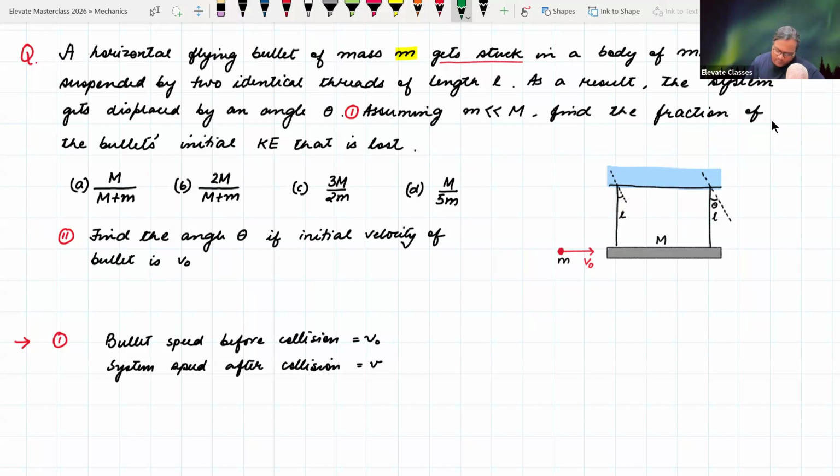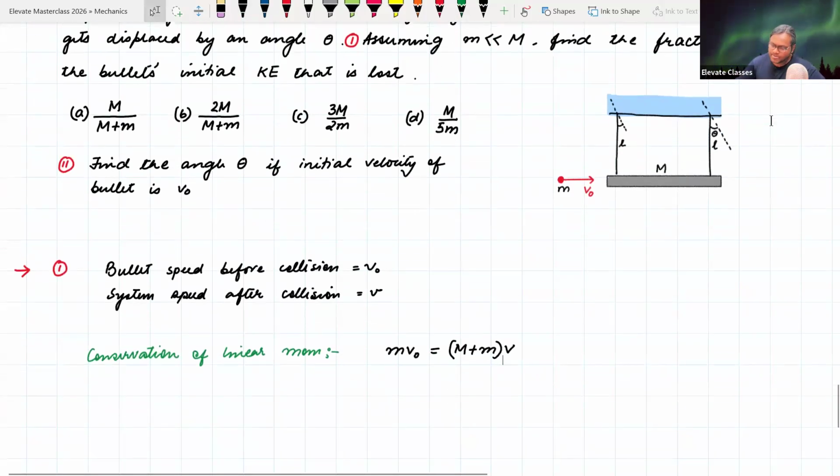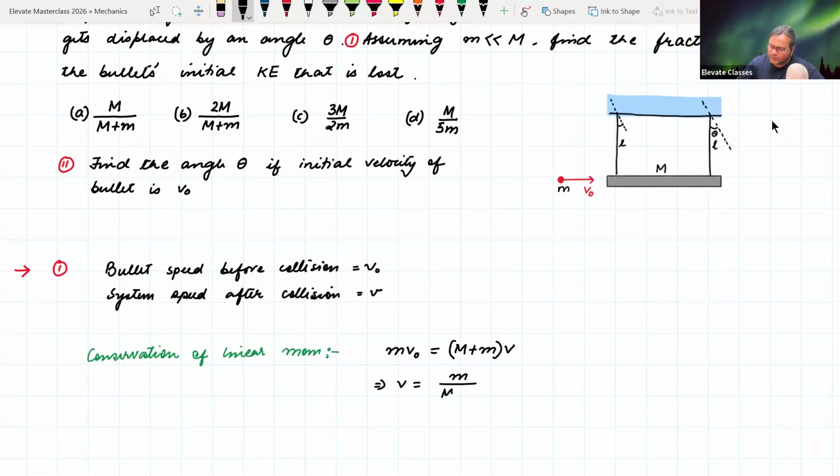Then what does conservation of linear momentum tell us? Conservation of linear momentum says m v naught is equal to (capital M plus small m) v. Okay, तो इसका मतलब क्या हो गया? v is equal to small m upon capital M plus small m, v naught.